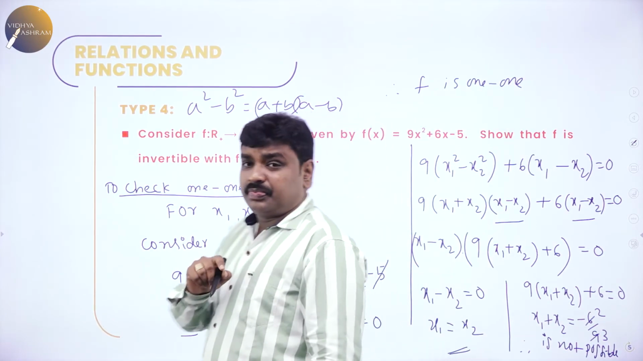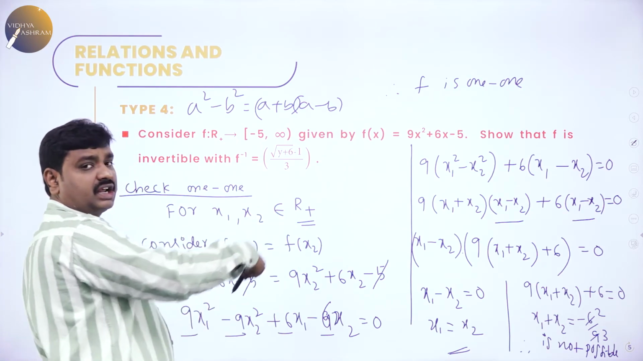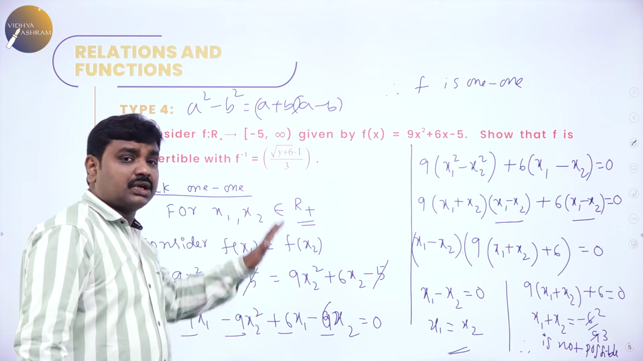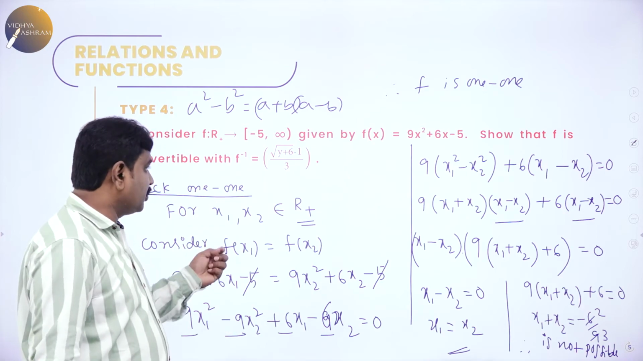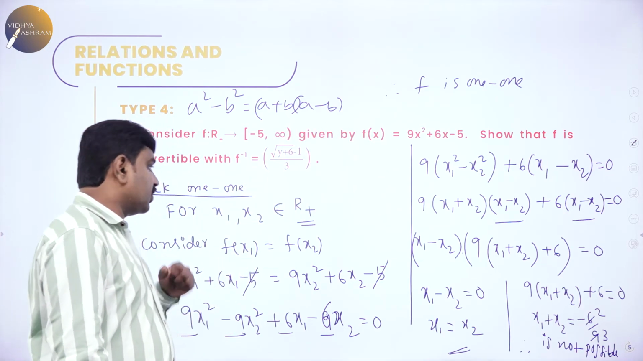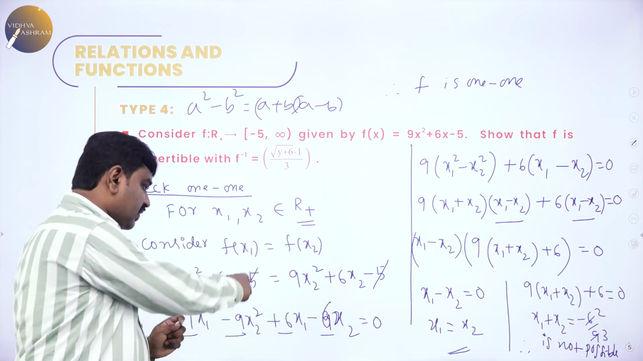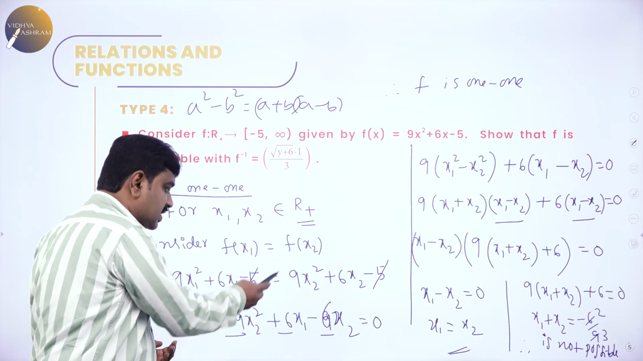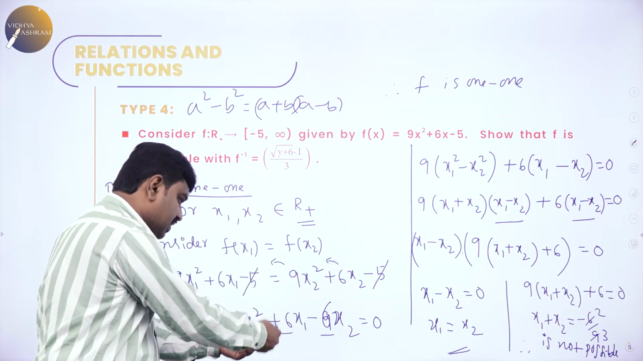My dear students, please be alert. So what will students do? 6 6 cancels, 9 9 cancels. In 2 steps they'll write x1 equal to x2. It is wrong. Mathematically every step should be correct. So carefully you solve it. F of x1 means in the place of x you put x1. F of x2 means in the given function in the place of x put x2. Then only 5 minus 5 are like terms, cancels, and bring all other terms to LHS. This positive 9 comes as negative. Positive 6 comes as negative.